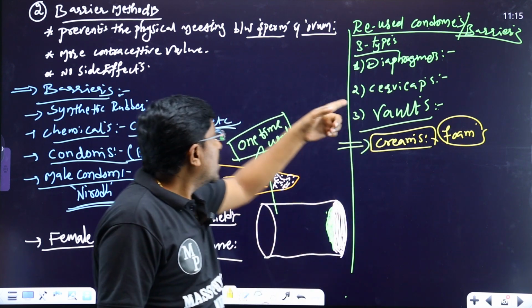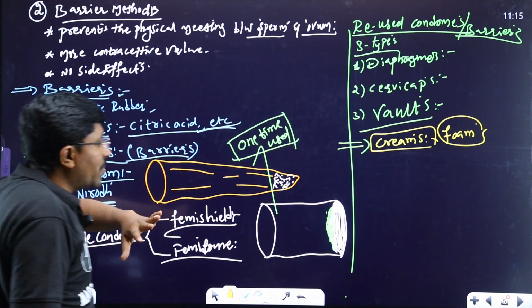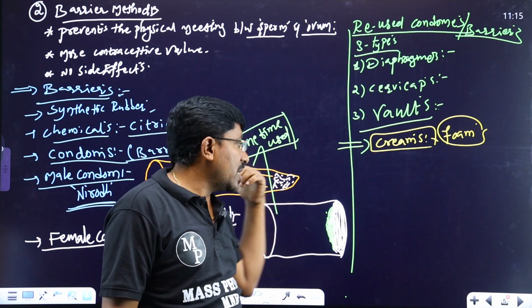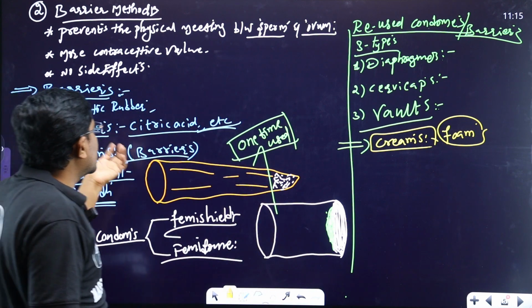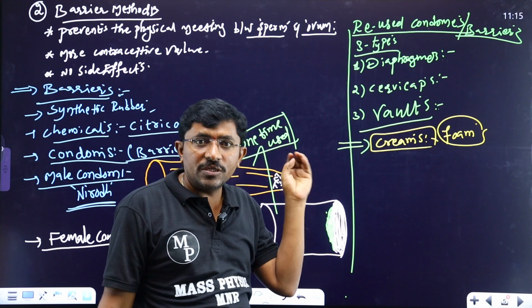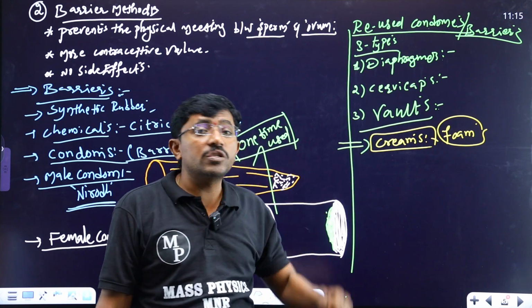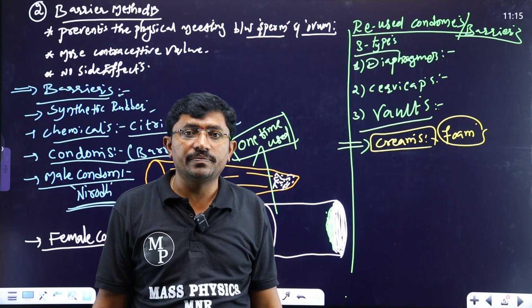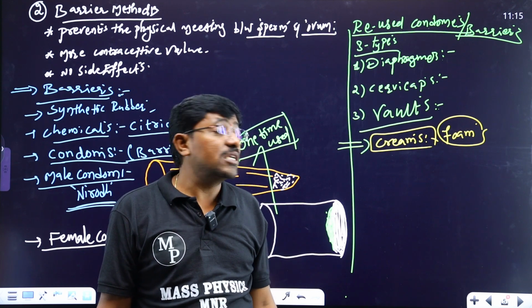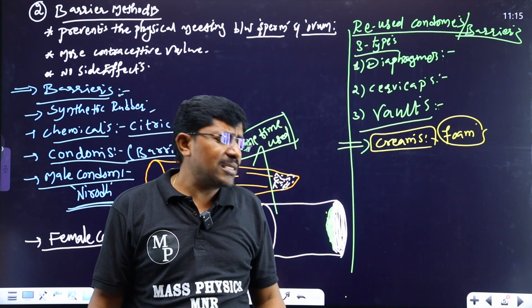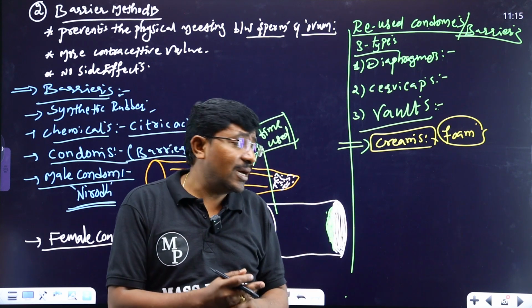These creams are used in the preparation of these barriers, using things like citric acid, potassium permanganate, calcium citrate, and calcium phosphate. These are used for the preparation of these creams and foams. These creams or foams are used to decrease the sperm motility, or sometimes to kill the sperm completely.